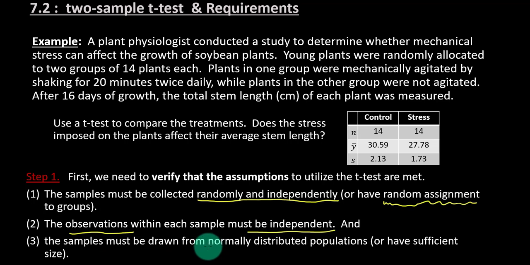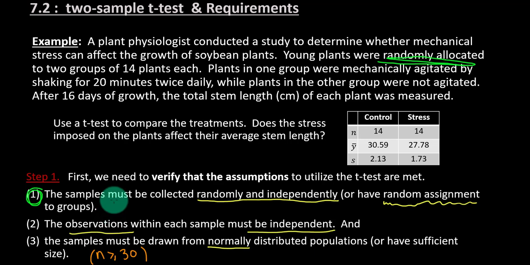And lastly, we have a normal distribution requirement, and that can be satisfied in one of two ways. We can check manually with a QQ plot to see if the samples are normally distributed, or we can see if they have a sufficient sample size. Do you remember what that sample size is supposed to be? It's at least 30. Now, it's not required that the sample size be 30. That is a backup from the central limit theorem. Let's go through these requirements.